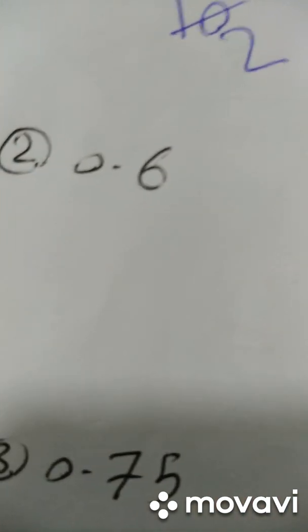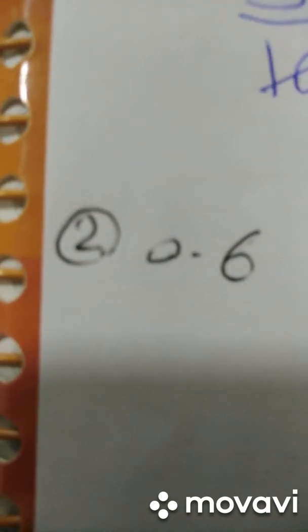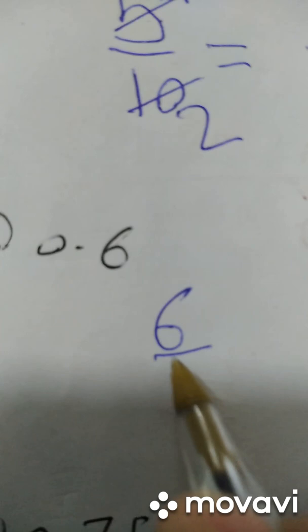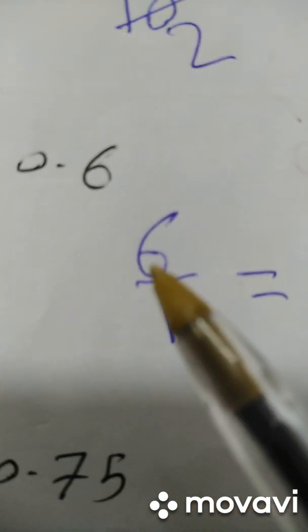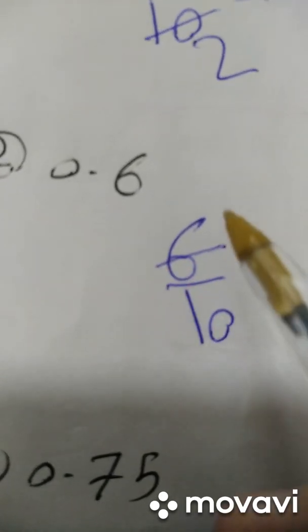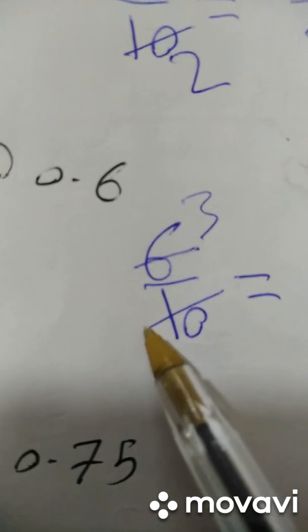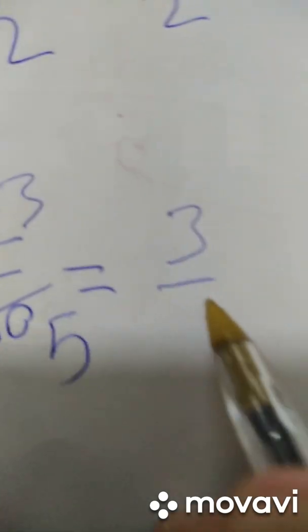Number 2, 6 tenths. Yes, let's rename it as a fraction now. It will be 6/10. Okay? What is the GCF of 6 and 10? Yes, 2. So 6 over 2 equals 3, and 10 over 2 equals 5. So our fraction now equals 3/5 in the simplest form.